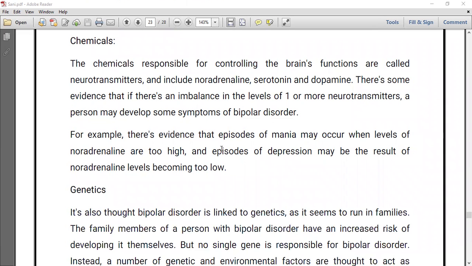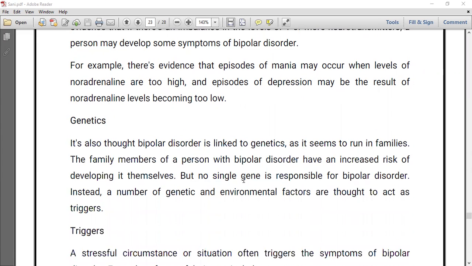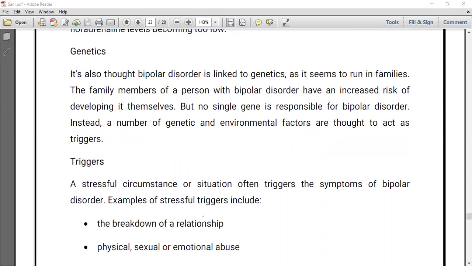For example, there is evidence that an episode of mania may occur when the level of noradrenaline is too high. An episode of depression may be the result of noradrenaline levels becoming too low. Genetics. It is also thought bipolar disorder is linked to genetics, as it seems to run in families. The family members of a person with bipolar disorder have an increased risk of developing it themselves, but no single gene is responsible. Instead, a combination of genetic and environmental factors is thought to act as triggers.